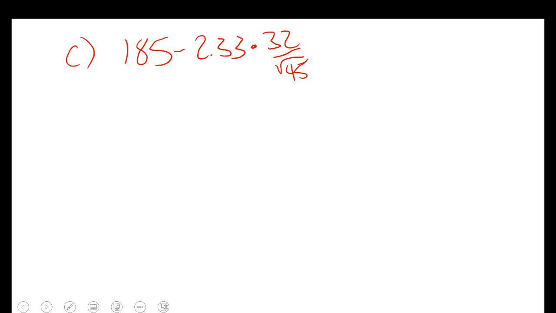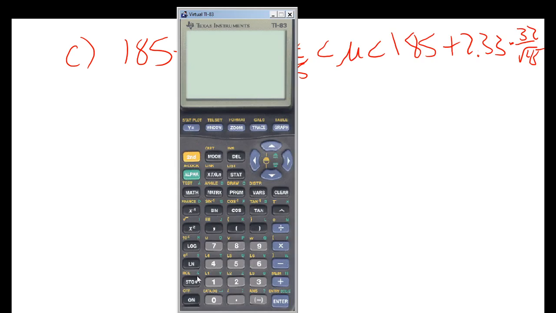Okay. We go to our calculator and we type it in. 185 minus 2.33 times 32 divided by the square root of 45. Now we'll do the same thing, but change it to a plus sign.